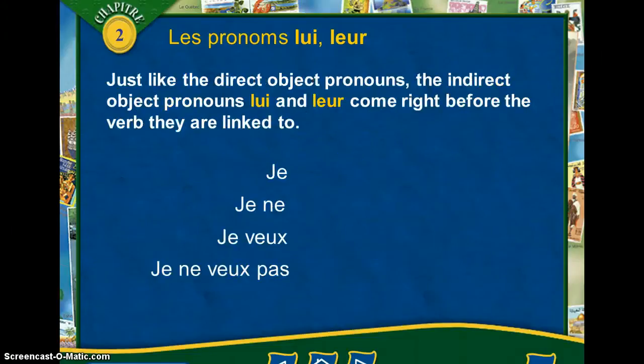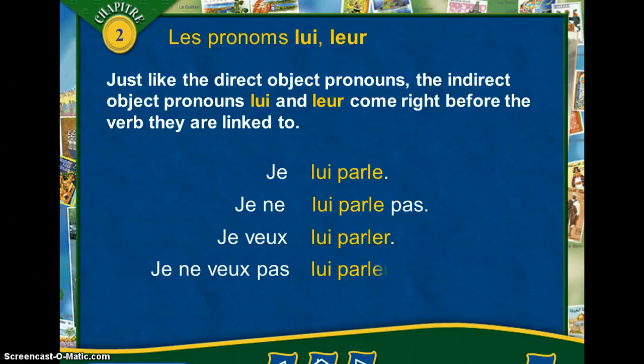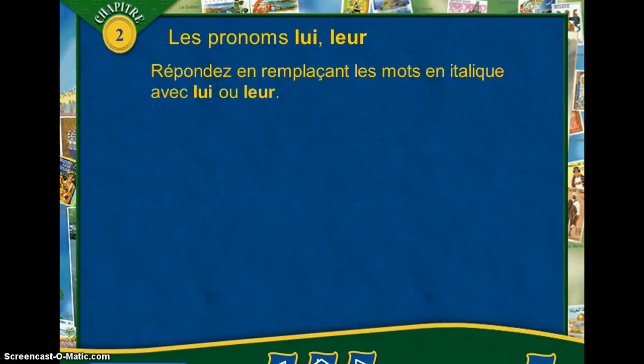The placement of lui and leur is nothing new for us. Here we're going to put them, as always, right before the verb they are linked to. Je lui parle. Je ne lui parle pas. Je veux lui parler. Remember, you can't want to someone, right? So it has to go to talk to him. Je ne veux pas lui parler.